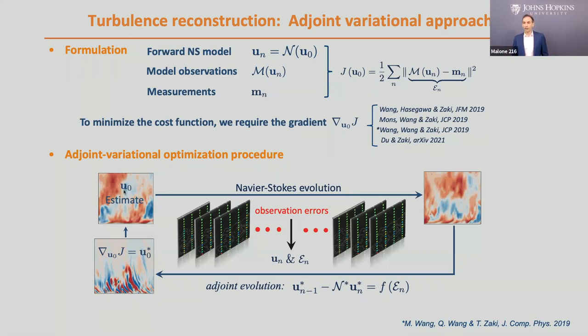We perform this procedure many times until the cost function drops an order of magnitude or so, and then we look at the estimated field and compare it to the true flow field, and ask ourselves, how well were we able to reconstruct the initial condition from limited observations?